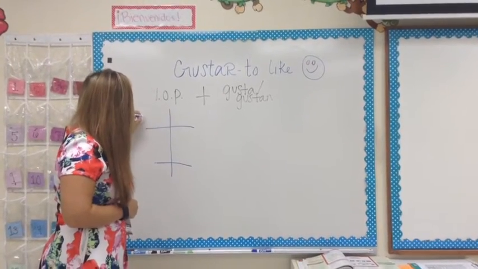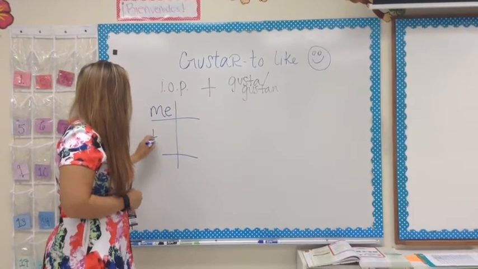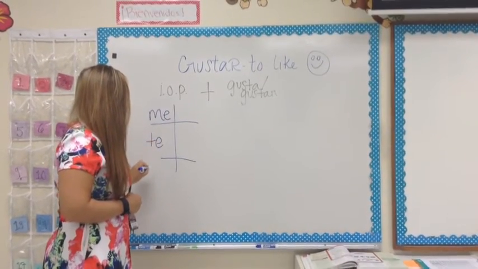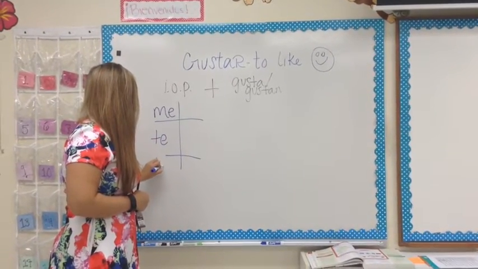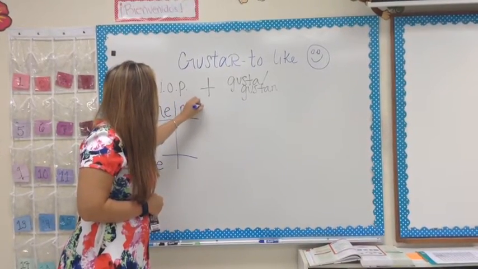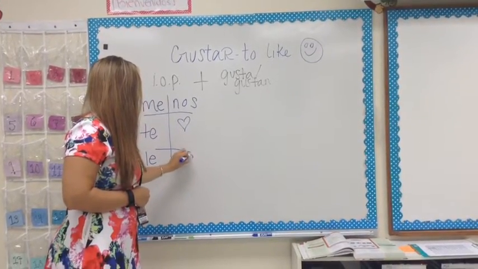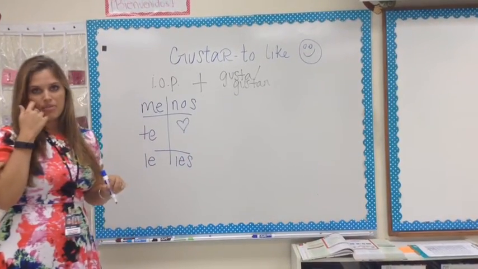We have me, te, le, nos, and then we have les. So those are your indirect object pronouns.